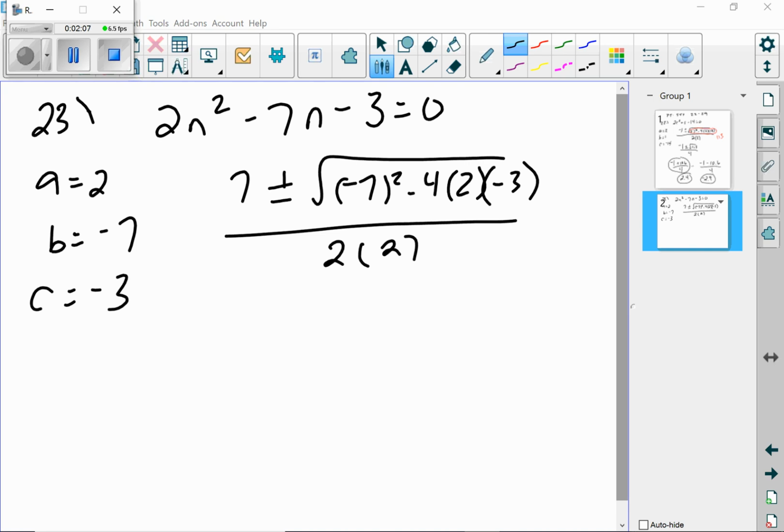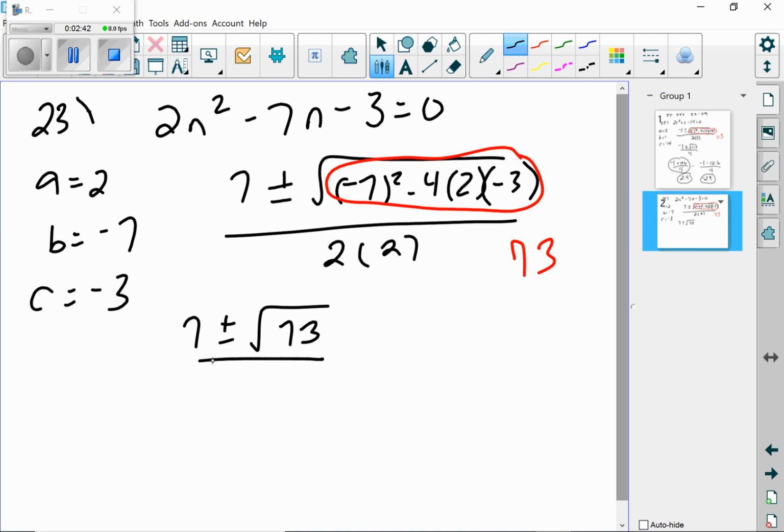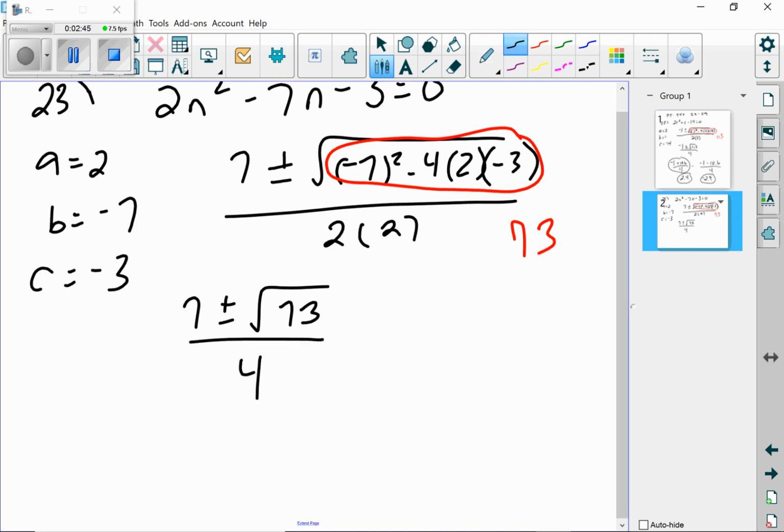All right, number 23, 2n squared minus 7n minus 3 equals 0. Again, you can't divide by anything to reduce or simplify the problem. a is 2, b is negative 7, c is negative 3. You plug everything into the formula. Let's get the discriminant value here. I had the discriminant value as positive 73, right? 49 plus 24. That's right, so 73. So this now looks like 7 plus or minus the square root of 73 over 4, which we have to work out. Calculator, two answers.